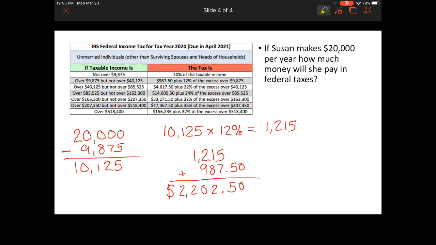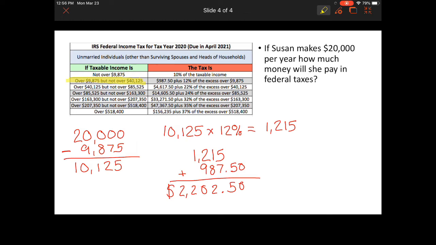So, the example: if Susan makes $20,000 per year, how much money will she pay in federal taxes? So again, what is the first thing we have to do? We have to figure out what bracket we actually fall into. And okay, we see we're over $9,875, so we're automatically in the second bracket. Do we earn more than $40,125? No, we do not. Therefore, our first step is figuring out that we are in this bracket right here.